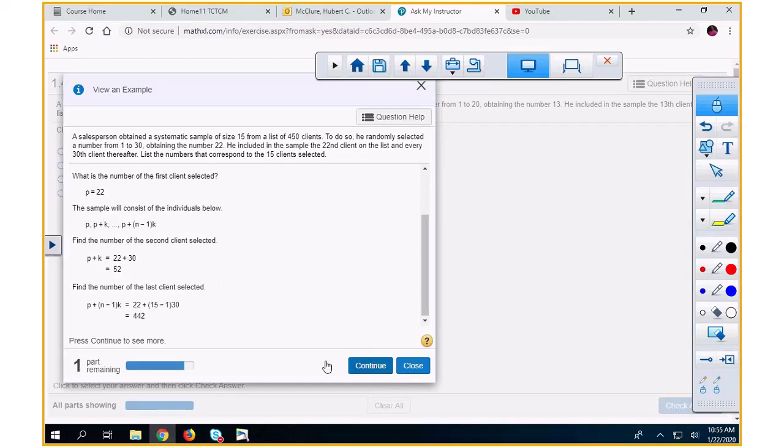22, 52, and 442. That's how you do it. Do I agree with this question? No. Is it in your homework? Yes. That's how you do it. Is it a test question? No. Is it a standardized question? I doubt very seriously that this is going to be on a standardized test. This question should not be in this section, but that's just my opinion.